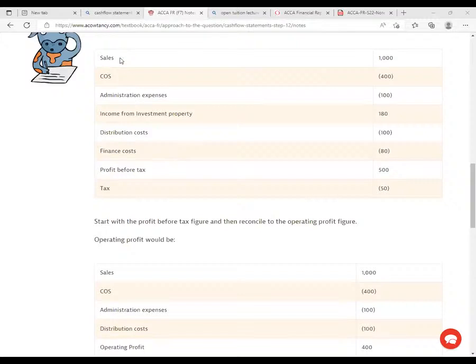I don't have a problem with sales. Sales is okay. Cost of sales is okay. Admin is okay. Distribution is okay. But I have a problem with this income from investment property. It should never be part of our operating profit.